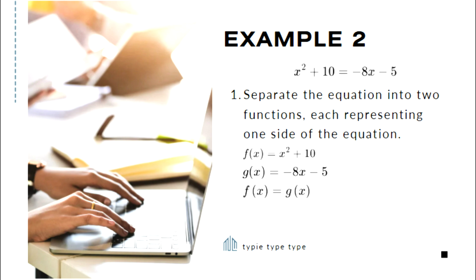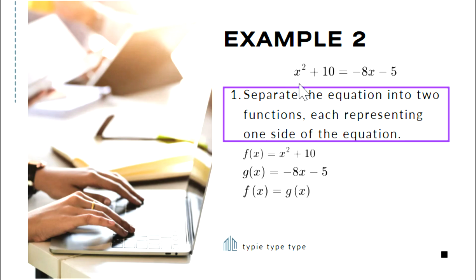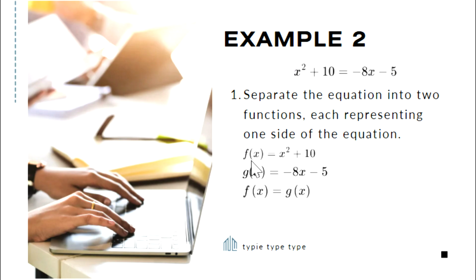First, we're gonna separate the equation into two functions, each representing one side of the equation. So this half is one function, this half is one function. So we have f of x is equal to x squared plus 10. Okay, I can do this. This part I can handle. And then g of x is equal to negative 8x minus 5.